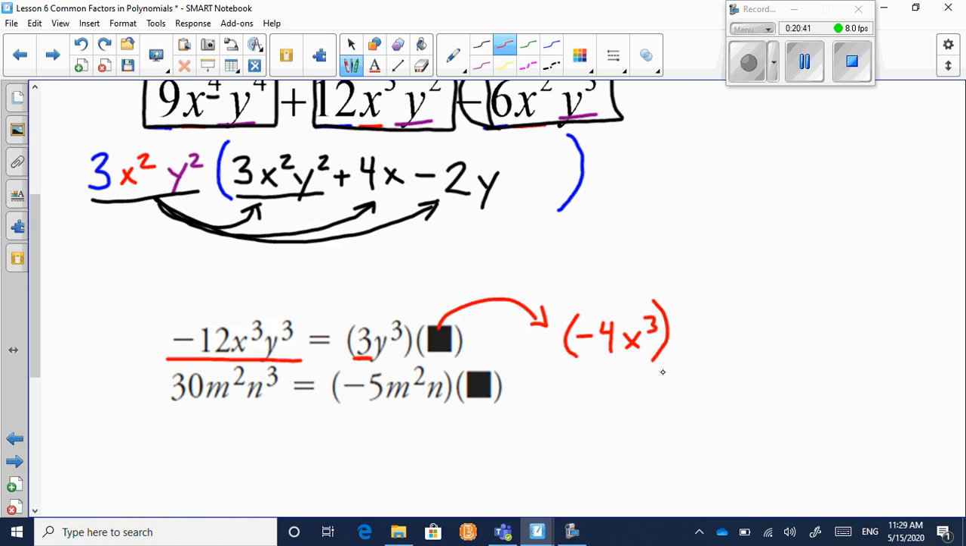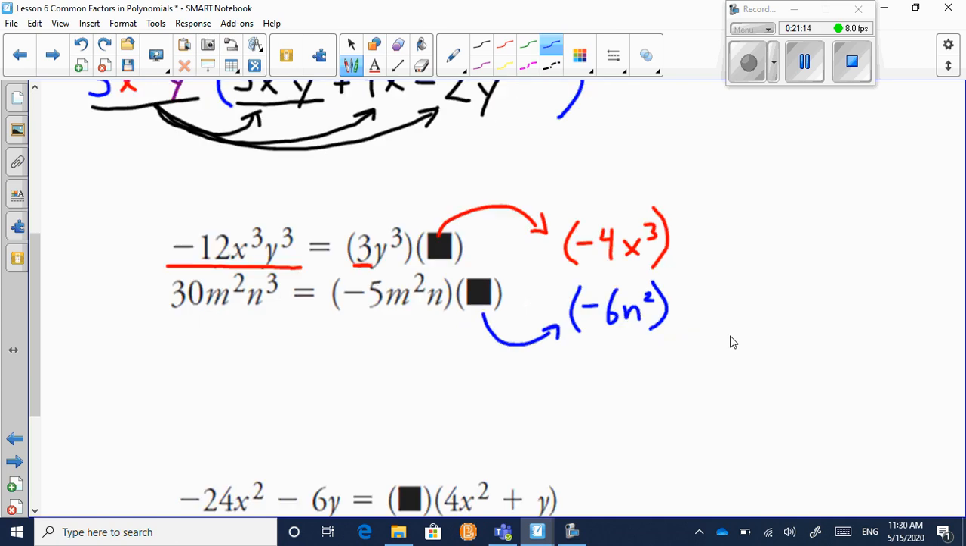Let's try another one here. So what would go in this box? Well, in this case, what times negative 5 would give me 30? Well, negative 5 times negative 6, because a negative times a negative is a positive. And then m squared times what would give me m squared? Oh, I don't need an m term. And n times what would give me n cubed? It's n squared. So they're getting you to guess what was missing.